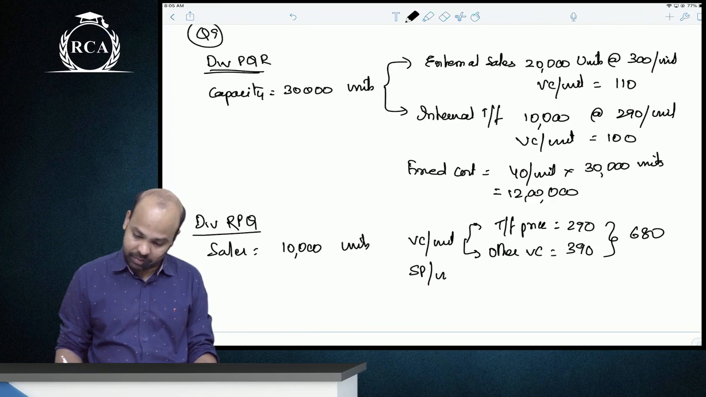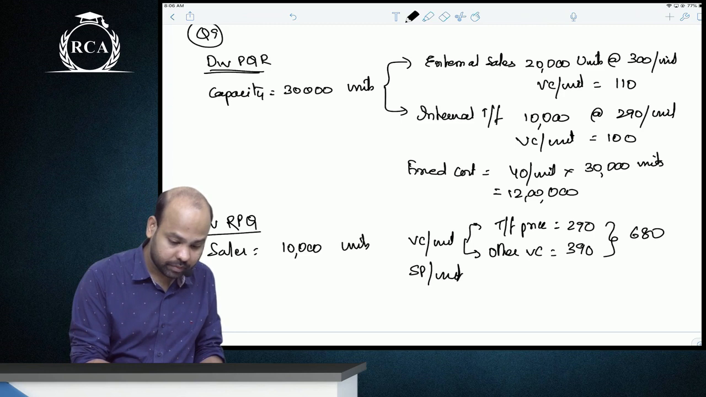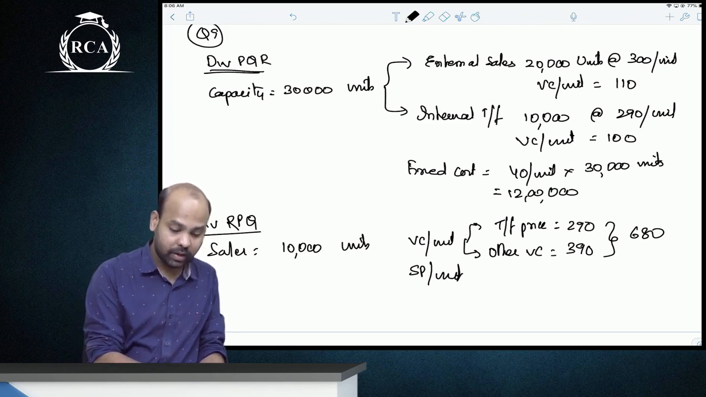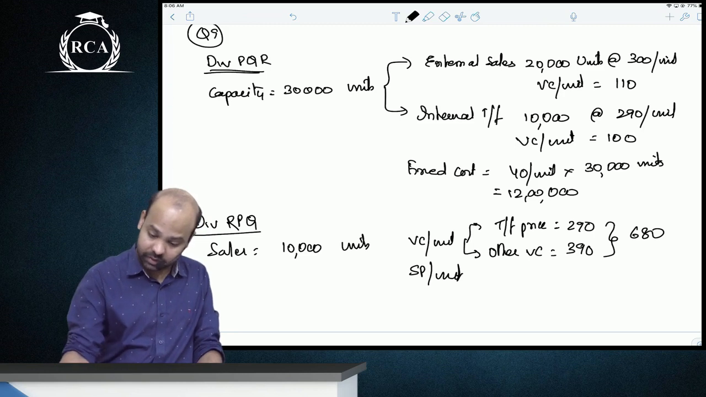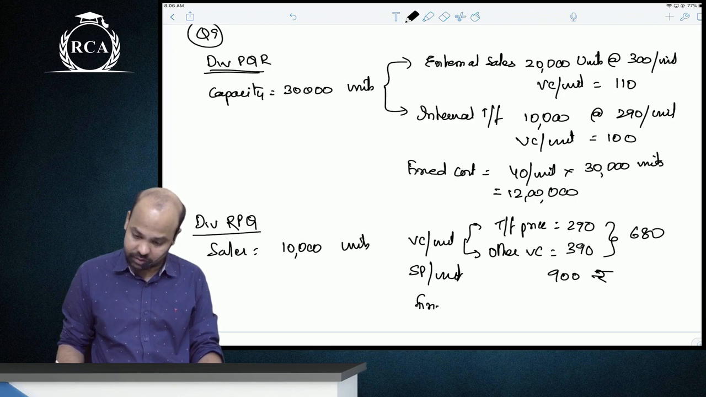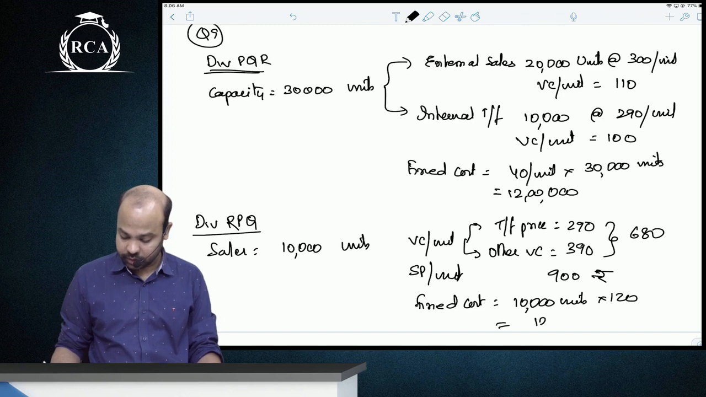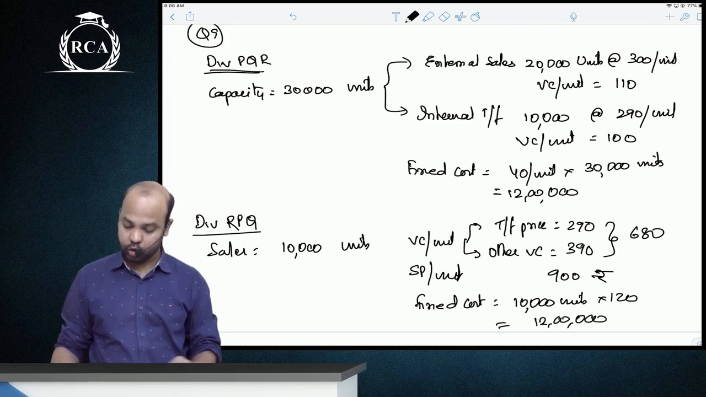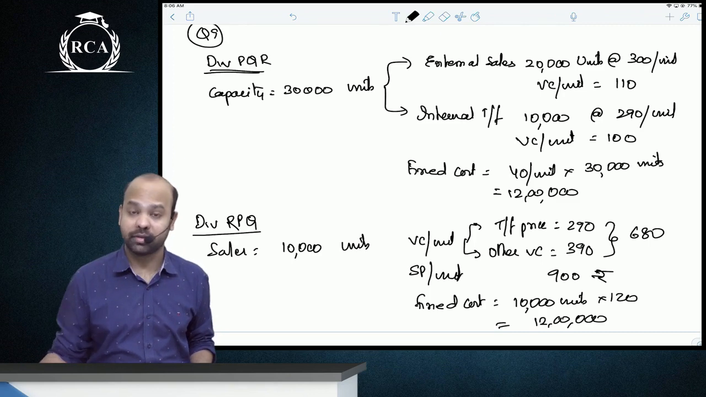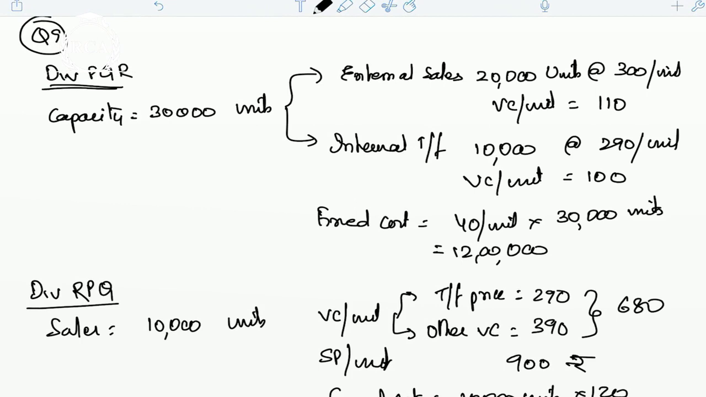Their selling price per unit, is it given? It is given on the next page. Selling price per unit for 10,000 units is 900 rupees. And their fixed cost is 10,000 units multiplied by 120 rupees, 12 lakhs. This is the amount of their fixed cost. All of you copy this. Just write these details, and then we'll continue solving the question.